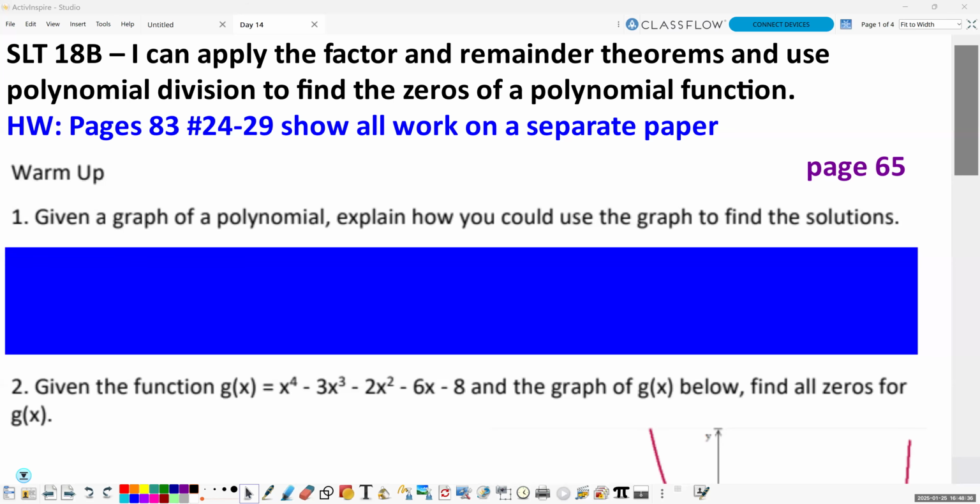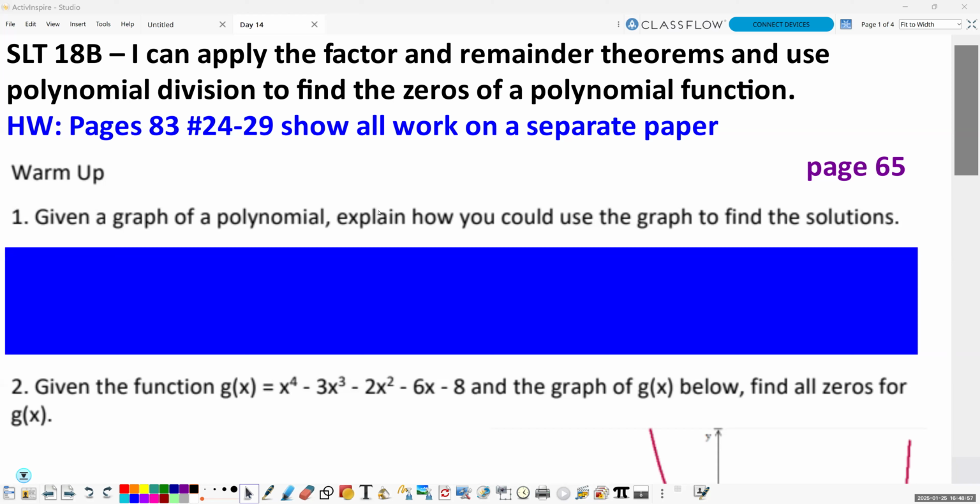In this video, we are going to apply the factor and remainder theorems and then use polynomial division to find all the zeros of a given polynomial function. For our warm-up today on page 65, I have two questions for you. I'd like you to pause the video and answer as much as you can from both questions.